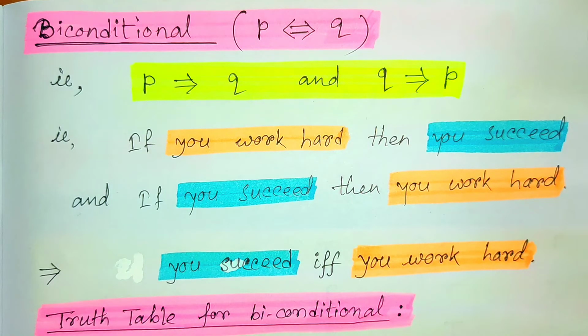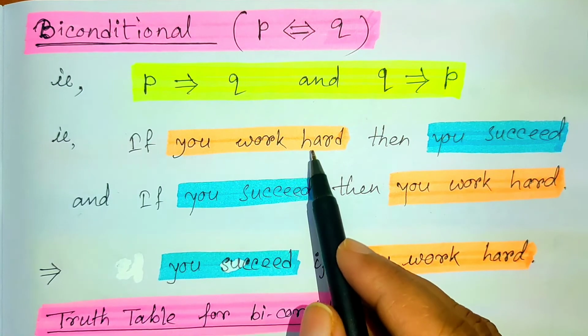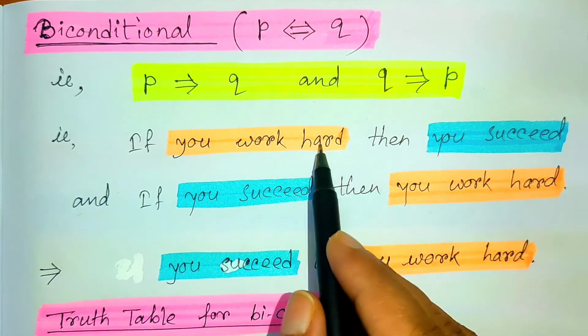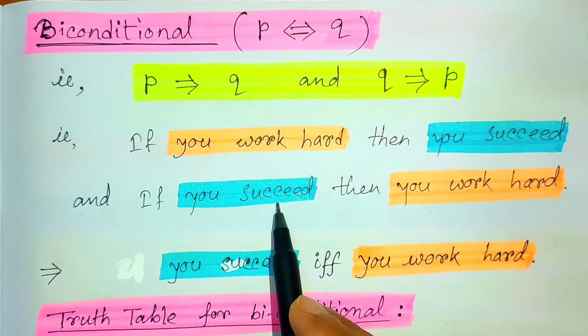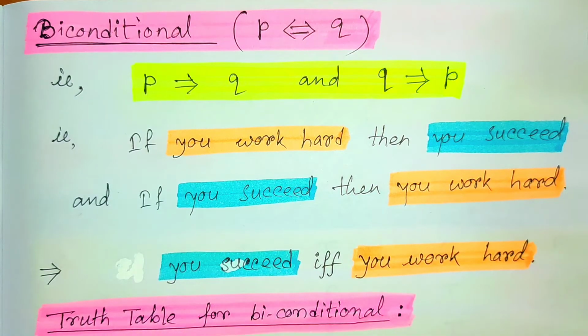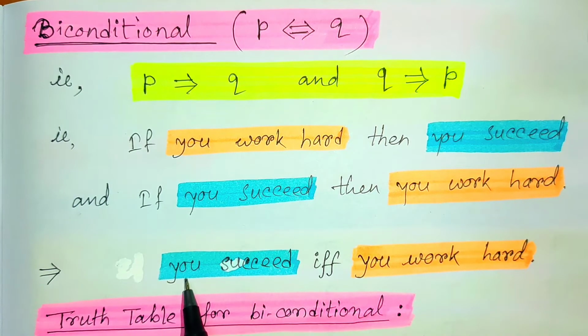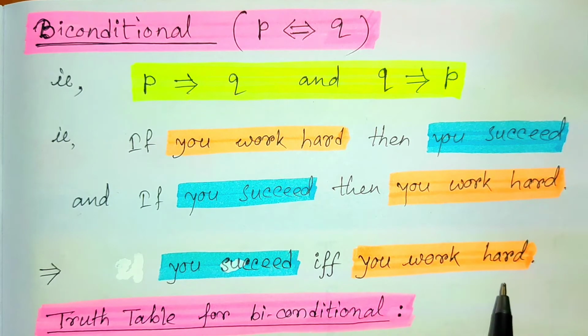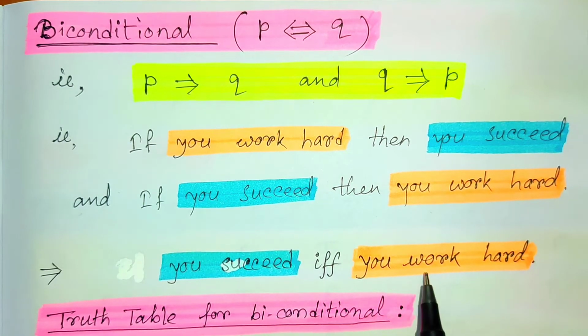So if we do it with an example, then we can say if you work hard, then you succeed. And if you succeed, then you work hard. When both those statements occur simultaneously, then we can say it is the biconditional. So when both occur simultaneously, instead of these two we can write: you succeed if and only if you work hard. So if you succeed, then you work hard. And if you work hard, then definitely you succeed. So this one is the biconditional statement.